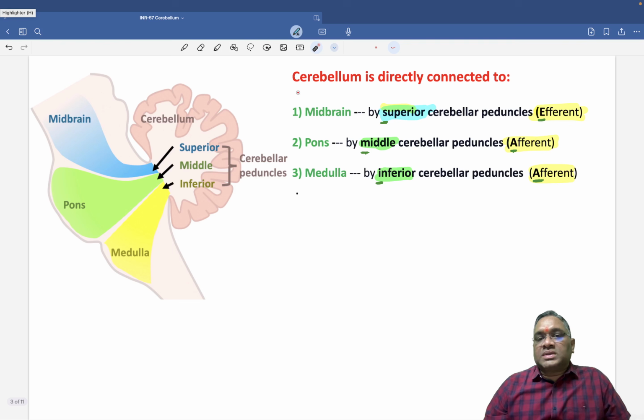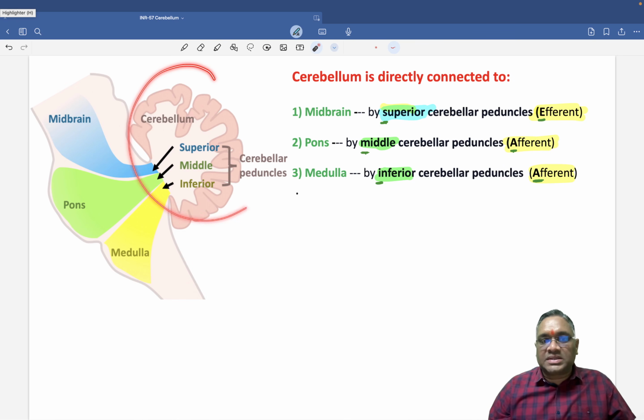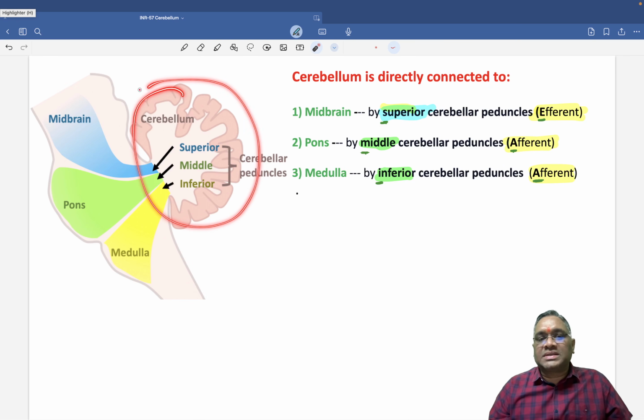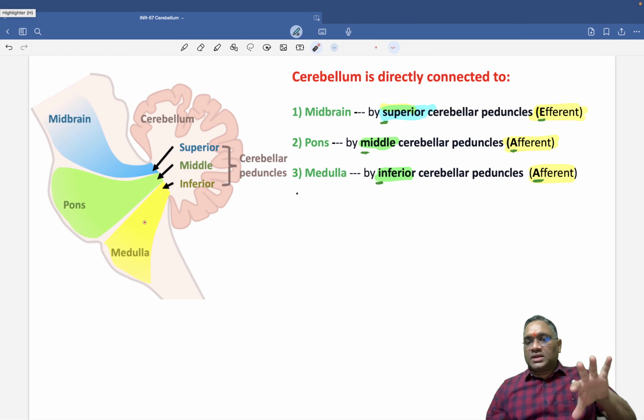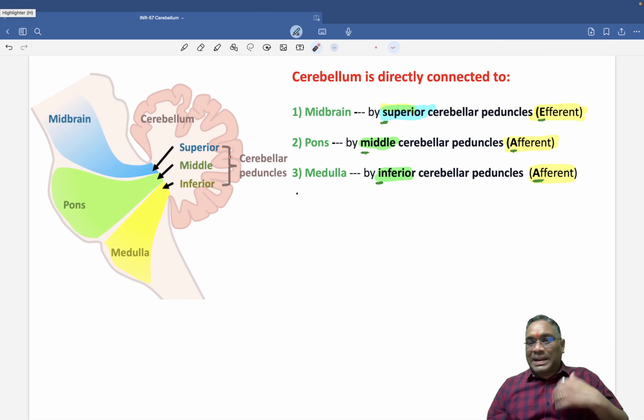Right? Now cerebellum is directly connected to which area of the brain? So now you can see this is the anatomy. Cerebellum is directly connected to midbrain, pons, and medulla. So these are the three important structures. So how is the cerebellum getting attached directly with the help of cerebellar peduncles.